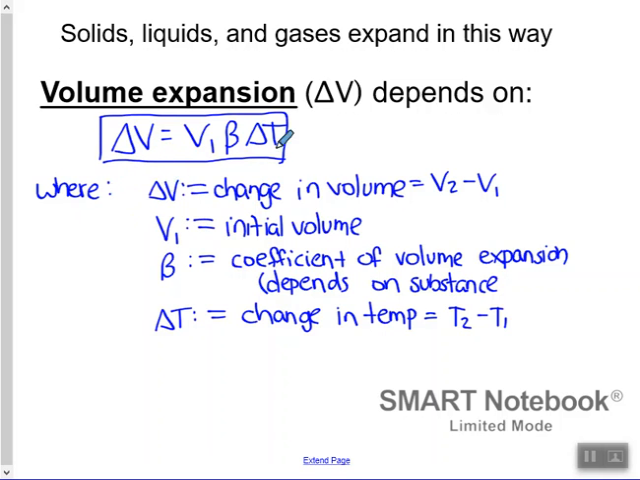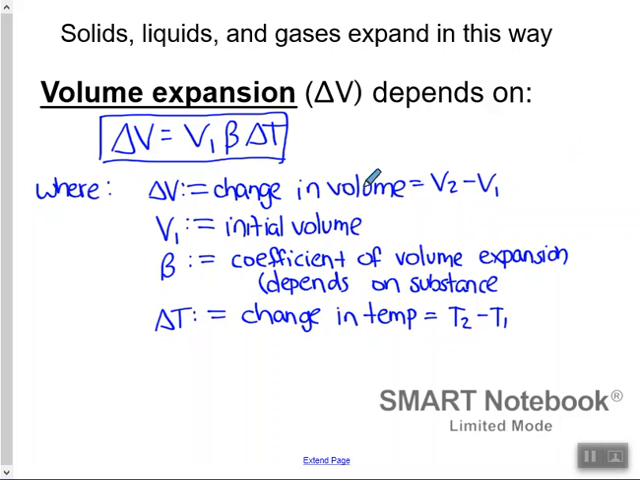So delta V, once again, change in volume. So remember, anytime I see that delta, it's just V2 minus V1. My V1 is my initial volume. My coefficient of volume expansion is my beta, so kind of a B with a little line down. And delta T is my change in temperature.